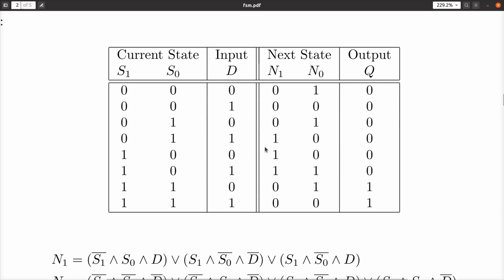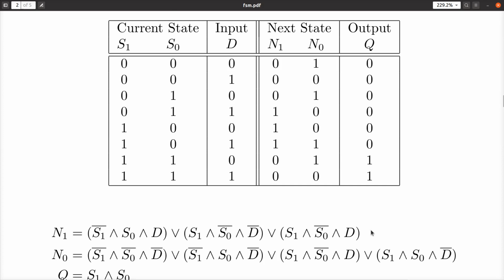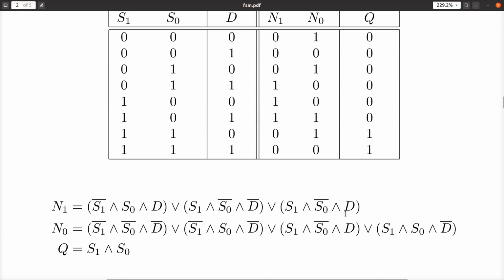And again, if you want to, you can define N1 and N0 by using the sum of products. Clearly see there's three situations when N1 becomes 1. Therefore, there's three terms in our sum of products. There's four states or four conditions when N0 has to be 1. Therefore, you're going to see four products in here. Q1 is true if and only if state 1 and state 0 are both 1s.